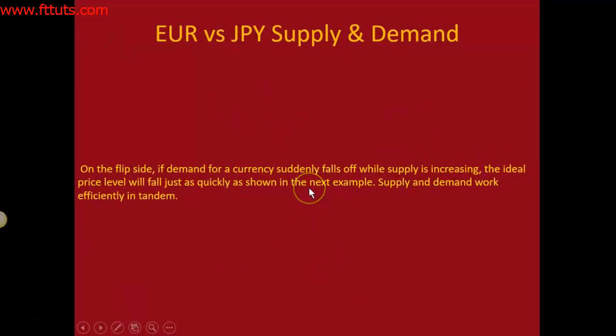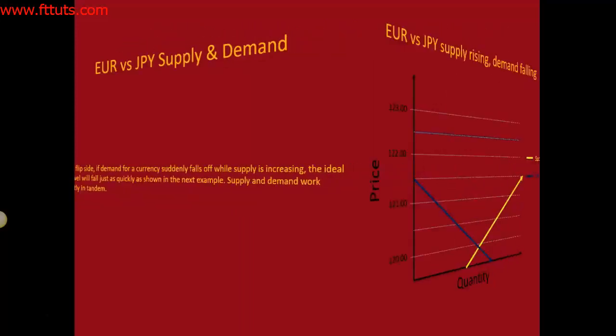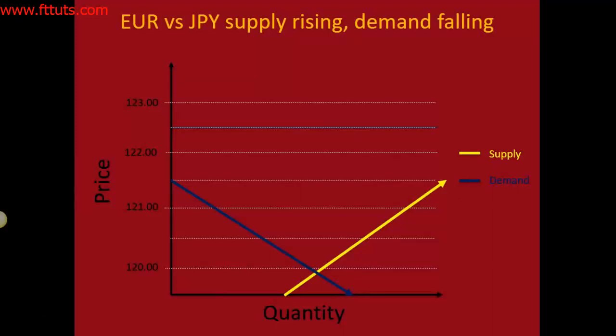On the flip side, if demand for a currency suddenly falls off while supply is increasing, the ideal price level will fall just as quickly, as shown in the next example. Supply and demand work efficiently in tandem. And here you could see how the exchange rate dropped a little bit below 120.